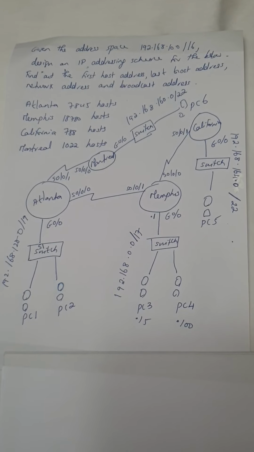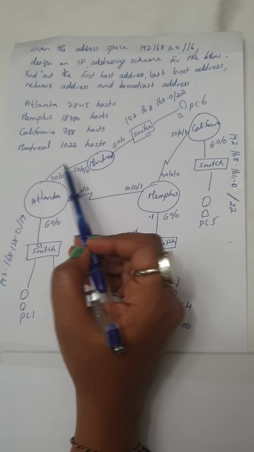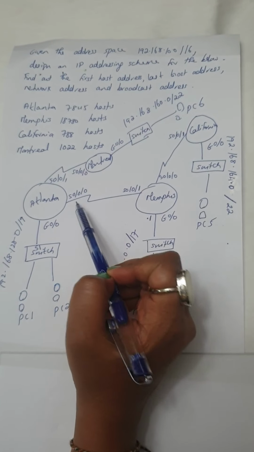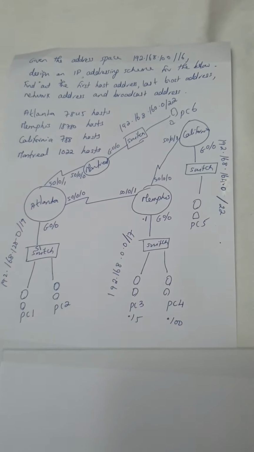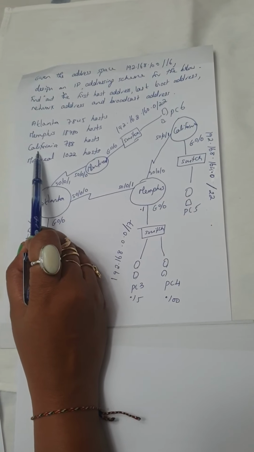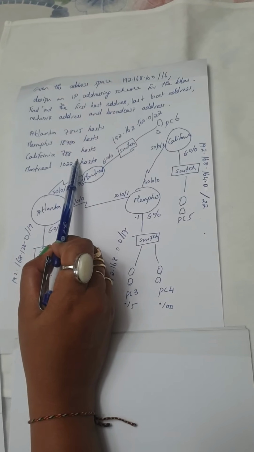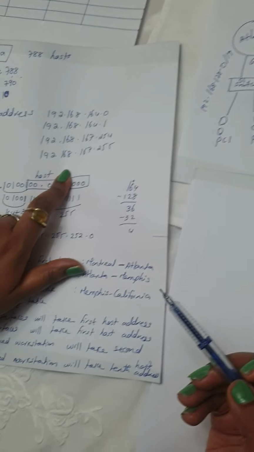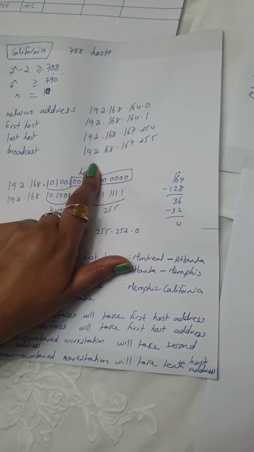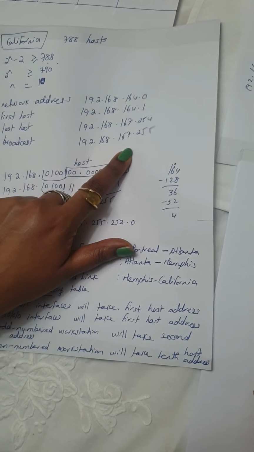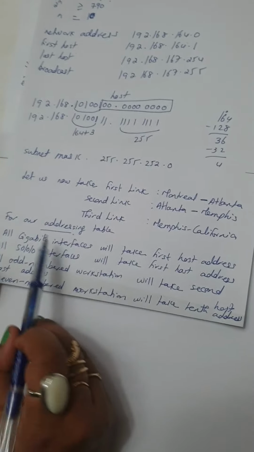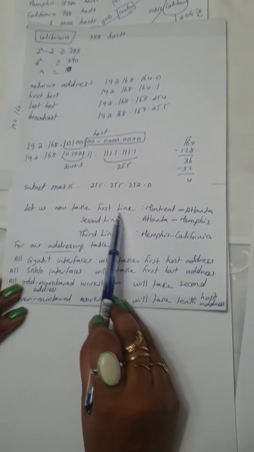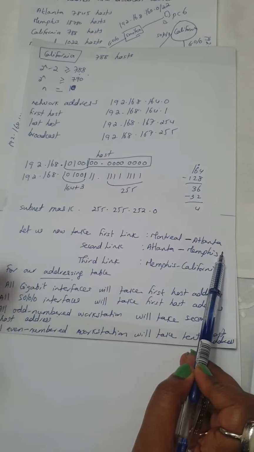Now in the second part of this YouTube video, we are going to show you how to calculate the IP addresses between the links and also fill up the addressing table. Now let's start with a link. So in the previous video, we completed California's 788 host address requirement. For California, the broadcast address was 192.168.167.255.